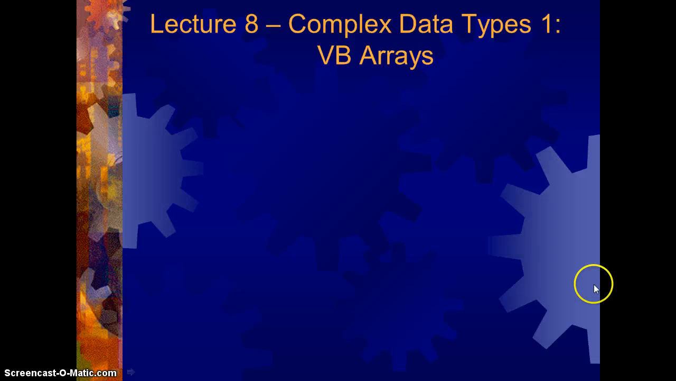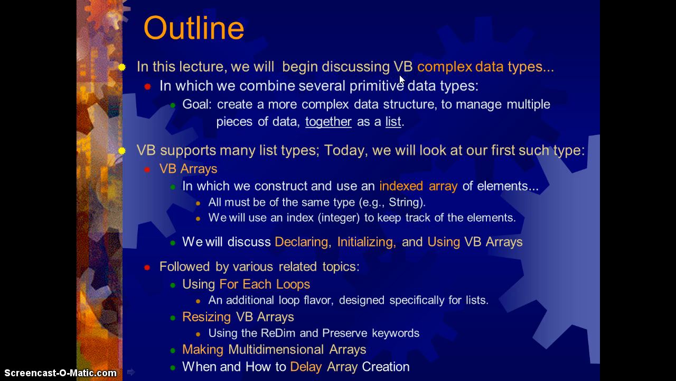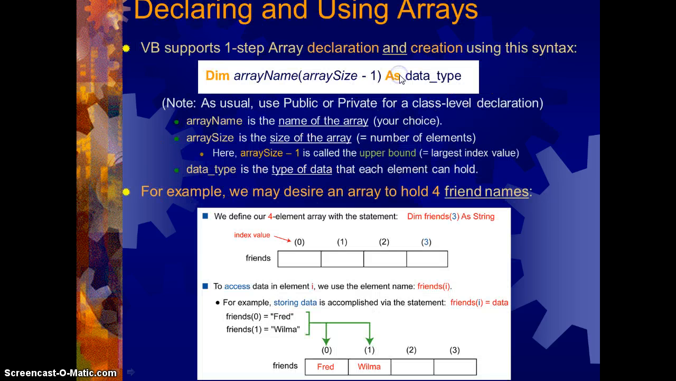Okay, so this is lecture 8, and we're going to be talking about a data structure, or a data type rather, called an array. So an array is basically just a list of things that you store, where you can store a bunch of things that are usually related. So you might have a list of your friends. That would be an array. We call it an array containing the names of your friends, for example.